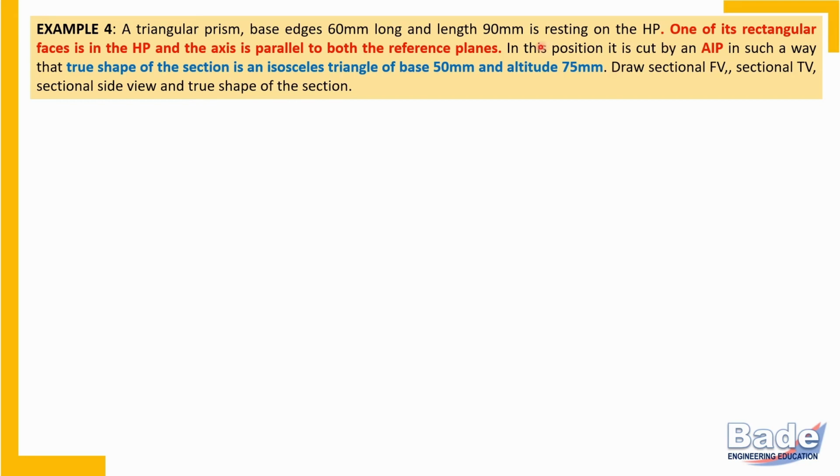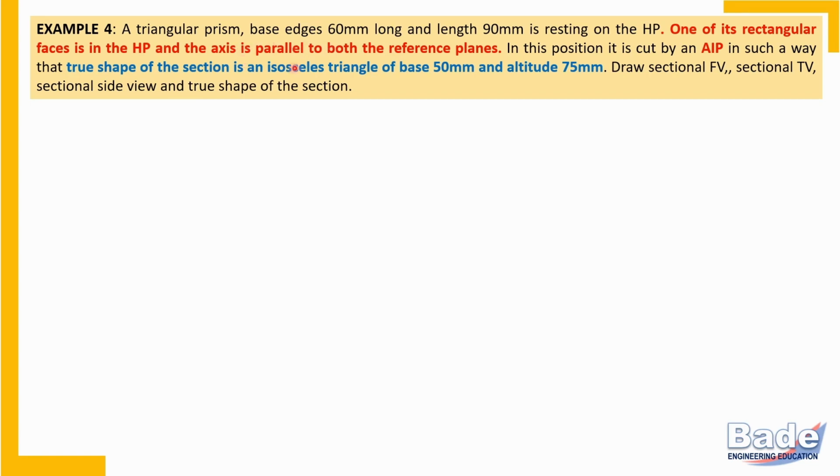Now read. One of its rectangular faces is in HP. It's very important. It is a prism. It has a triangular base, an identical triangular surface at top, and faces are rectangular, and it has one of its faces in HP. In this problem, it's not a base in HP. Axis is parallel to both the reference planes. So in this case, we consider HP and VP. Axis is parallel to both the HP and the VP.